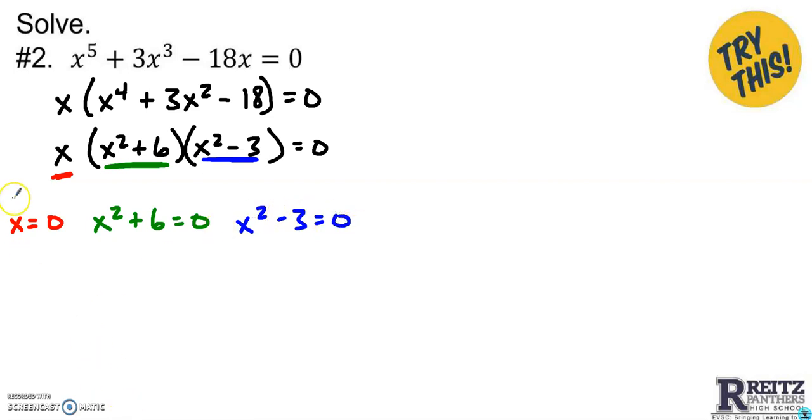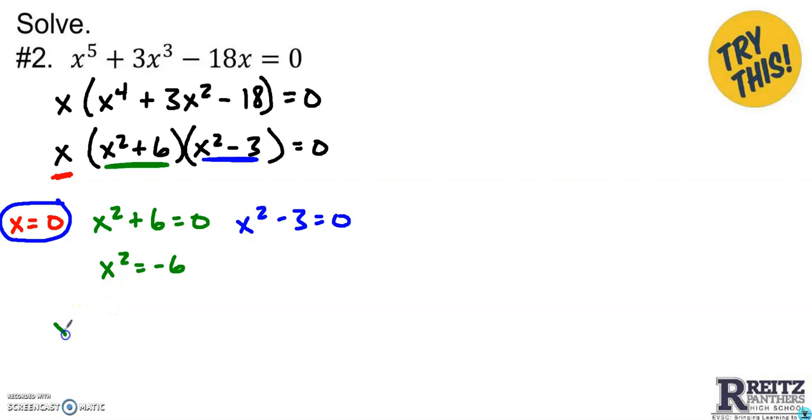So one of my answers is right here. x is 0 solves this, for sure. I could solve this one. This is kind of a weird case. If x squared plus 6 is 0, then that means x squared is negative 6. And I can solve that equation by applying the square root property of equations.